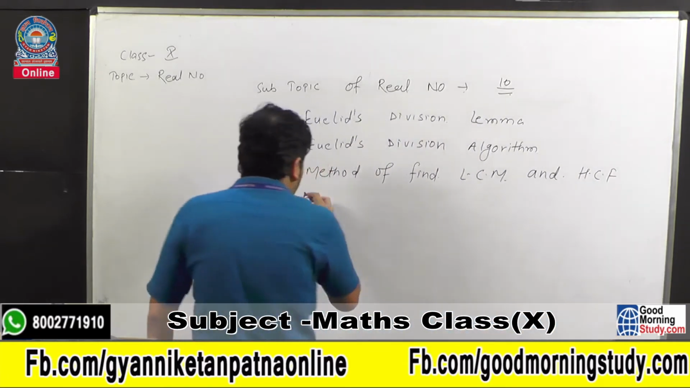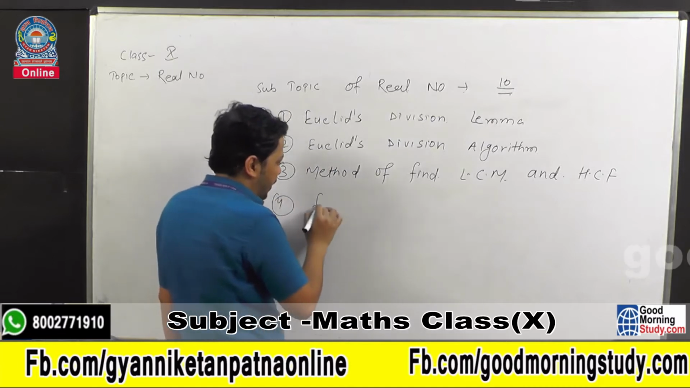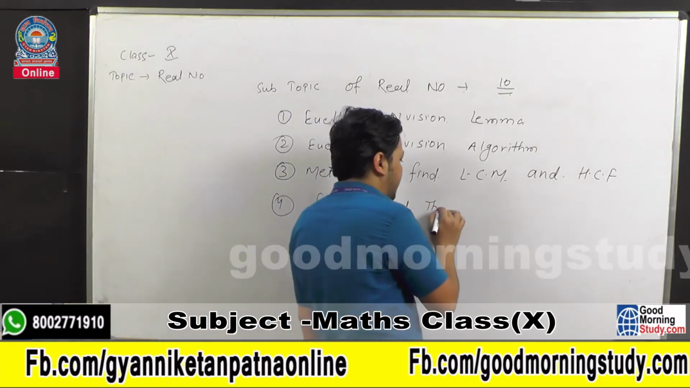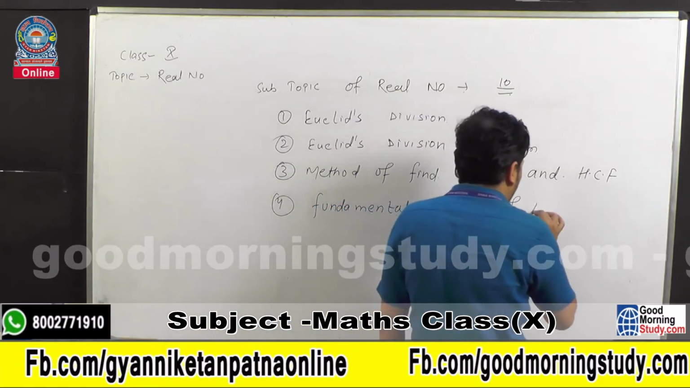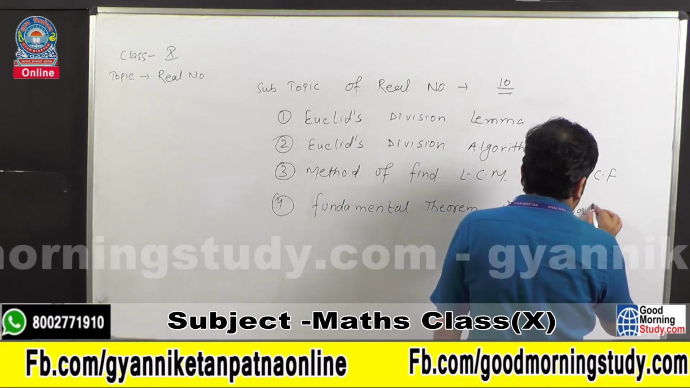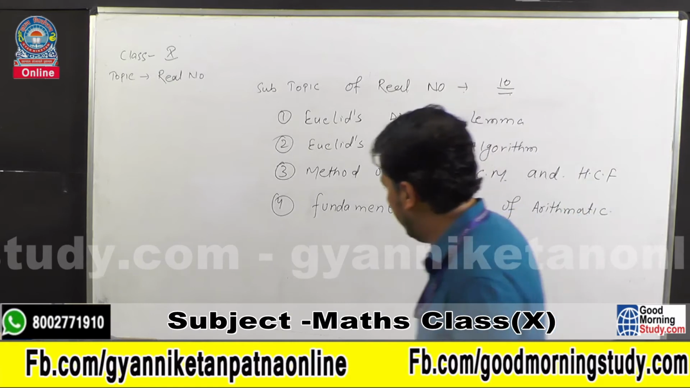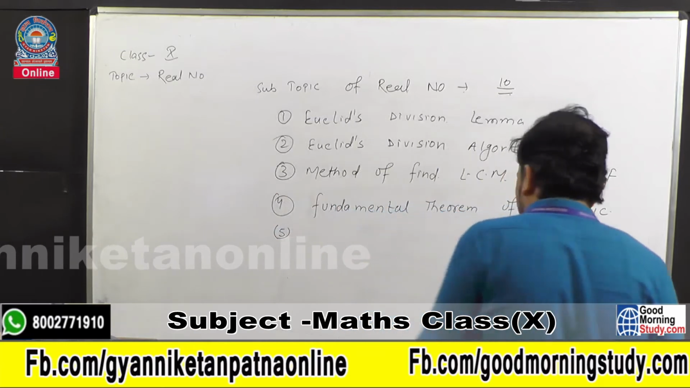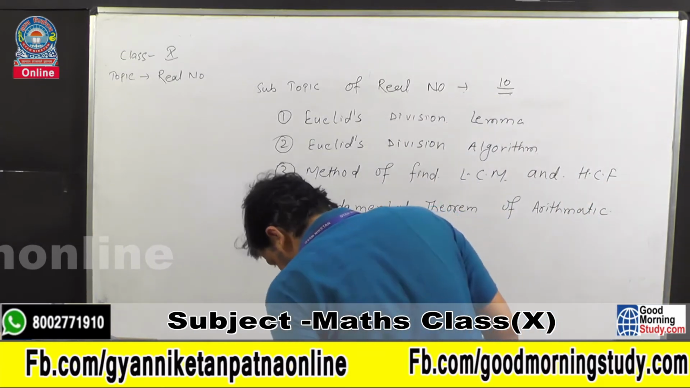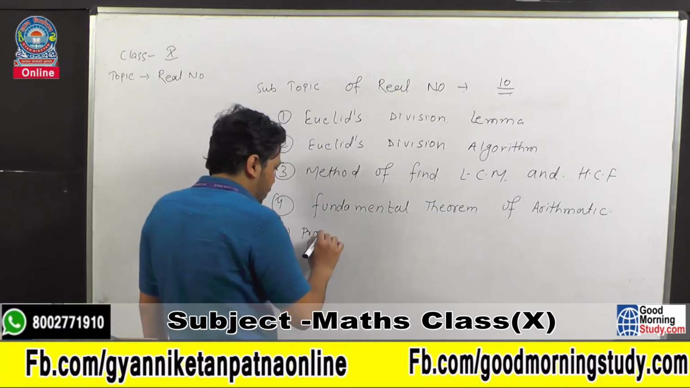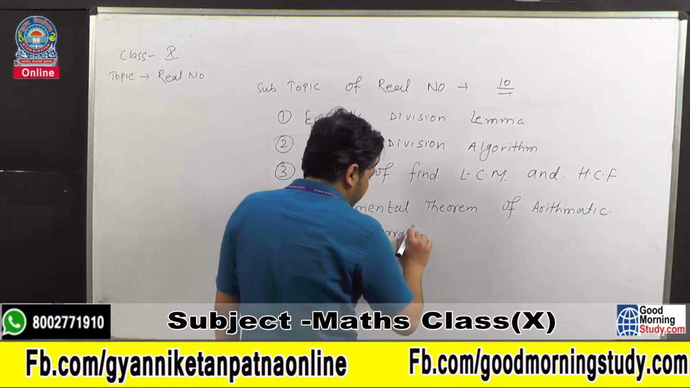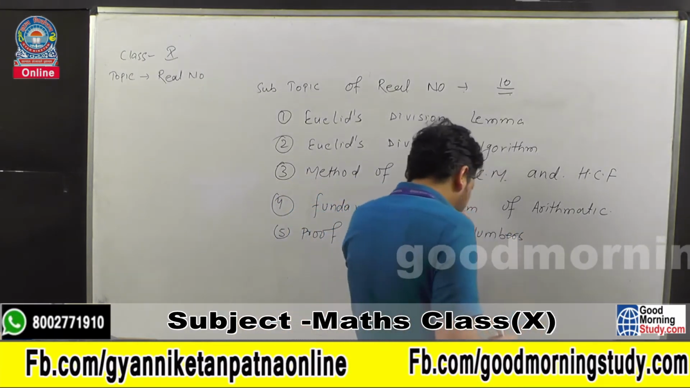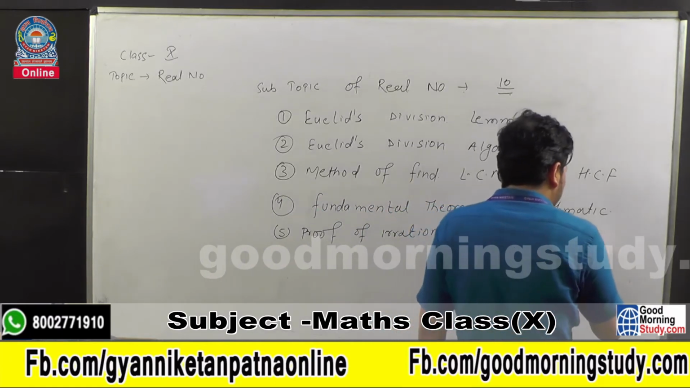Or you can say the fundamental theorem of arithmetic. The fourth one will be the fundamental theorem of arithmetic. Okay. Now, what will be the fifth? The fifth will be proof of irrational numbers by contradiction.